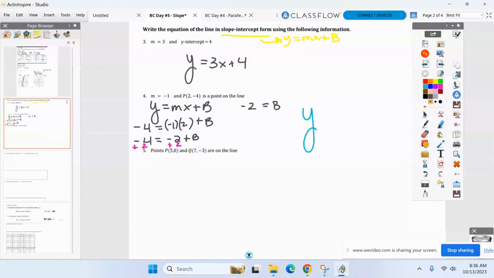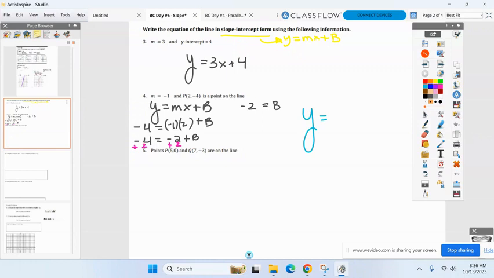Whoa. Well, I need y equals mx plus b. Remember, the only two things you plug in are m and b. That's it. So this should start off y equals -2x plus -2. What was the slope? The slope is -2. No, it's just x.